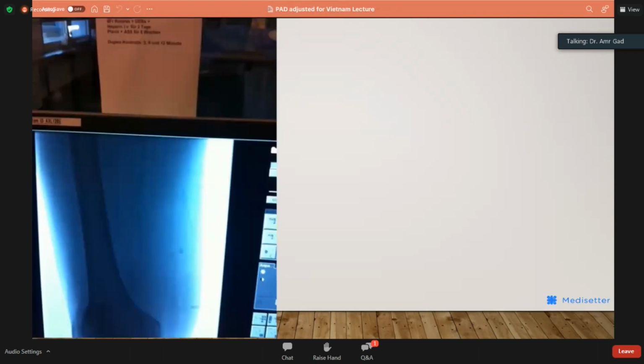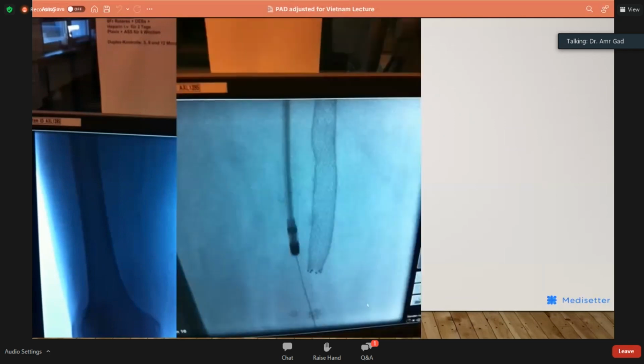These pictures were taken in Leipzig University in Germany, which was one of the top centers in the world for endovascular intervention. It's a little bit complicated, but I just took it to show you how you can work with endovascular till the end to save the foot. This is a stent, okay? And this is an instrument. This is the atherectomy instrument.